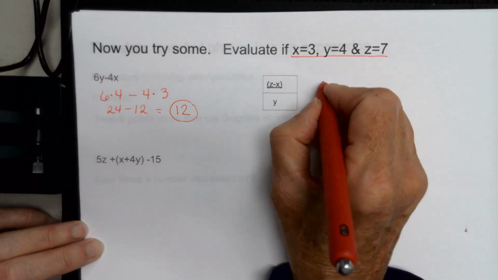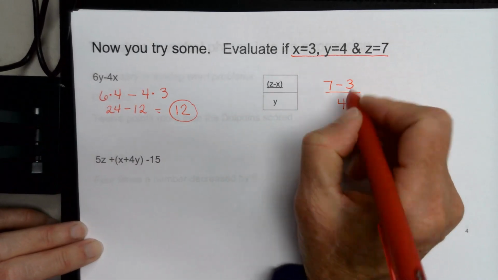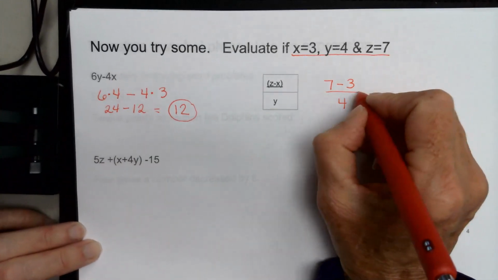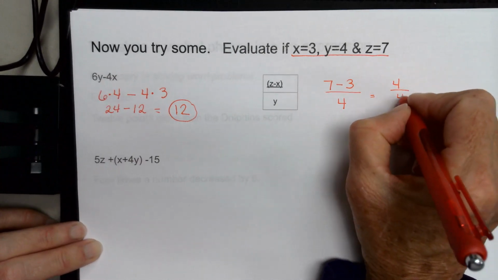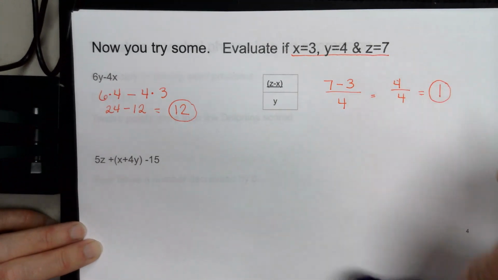Over here you have 7 minus 3 divided by 4. When I substitute it in for the z, the x, and the y, you have to do what's above the fraction bar first. So I have 4 divided by 4. 4 divided by 4 is equal to 1.